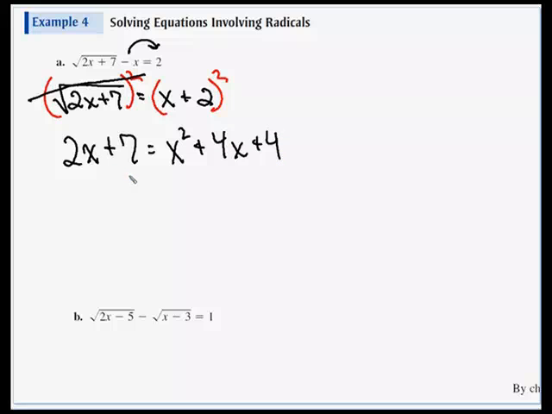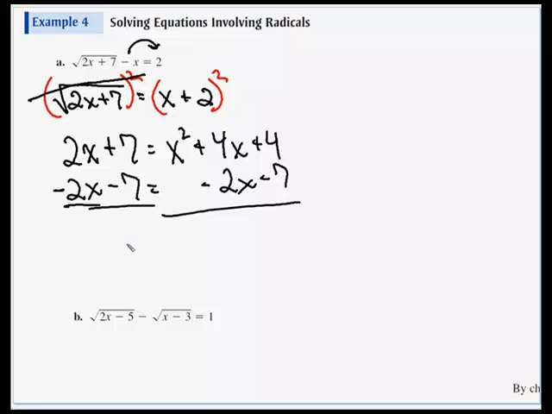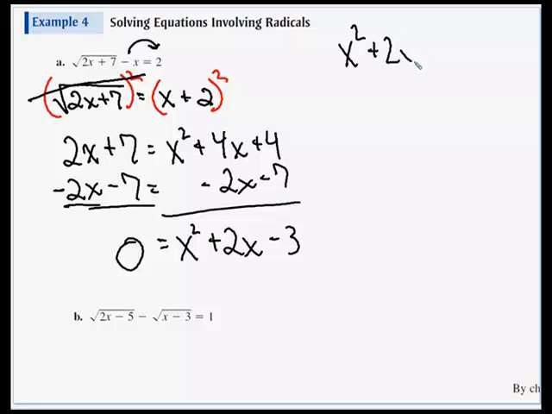Now let's get everything on the same side. Since my x squared is positive here, I'm going to subtract 2x from the left, subtract 2x here, and I'm also going to subtract 7 from each side. And then we'll have a 0 on this side of the equals. 0 equals, we have our x squared, 4x minus 2x is 2x, 4 minus 7 is negative 3. So we have x squared plus 2x minus 3, and that's equal to 0.